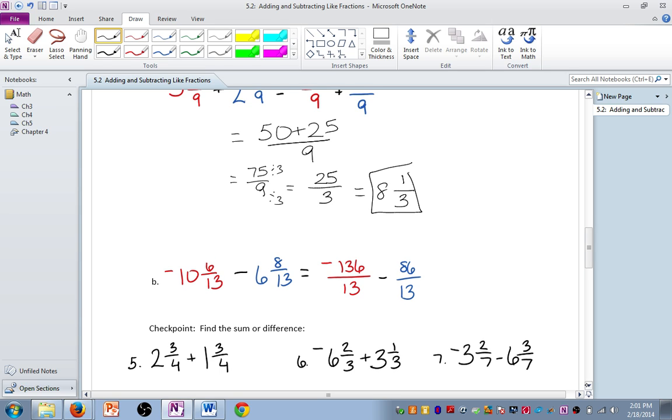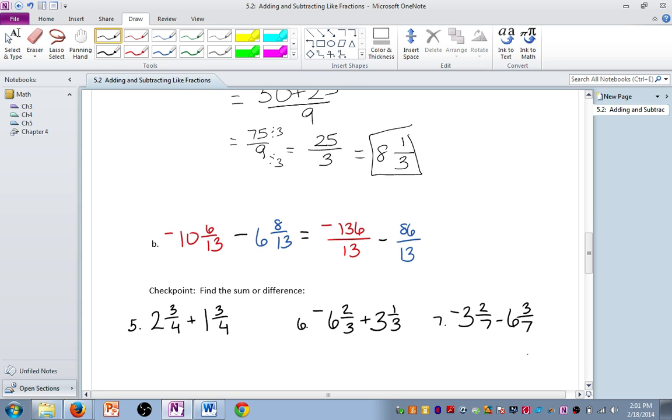In example B, we're going to do the same thing. I showed how I took the mixed numbers and I made them improper. And now I'm going to show the difference. I'm going to take my numerators, which is negative 136 minus 86, and that gets written over our denominator of 13. I'm running out of room to the right here, so I'm going to write underneath. A negative 136 minus 86 becomes a negative 222 over 13.